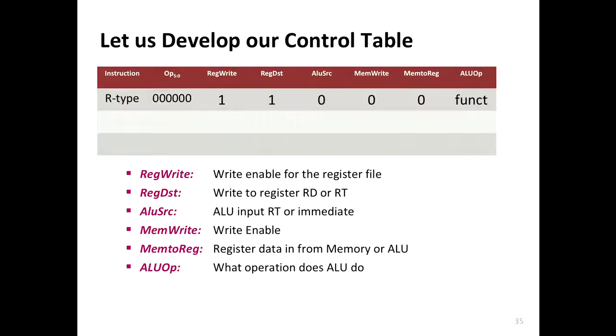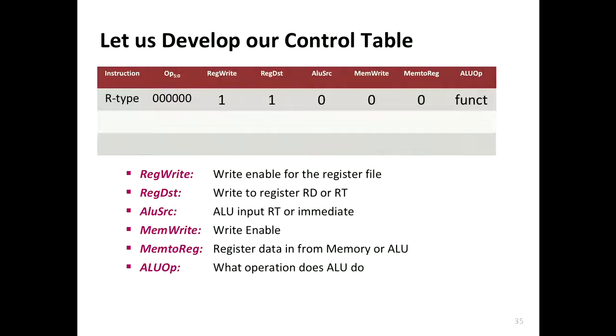So let's consider the R-type. So if it's an R-type instruction, then you have the opcodes all 0. Are you going to write into the register file in an R-type instruction? So what's the standard form of an R-type instruction? You have 3 register operands. Consider the add instruction. It's add, you have a destination register, and 2 source registers, which means you're going to write back the result into the register file. So your reg write is 1.